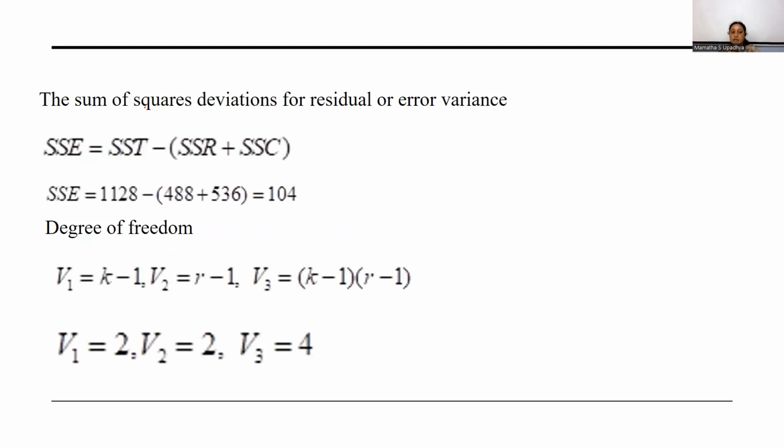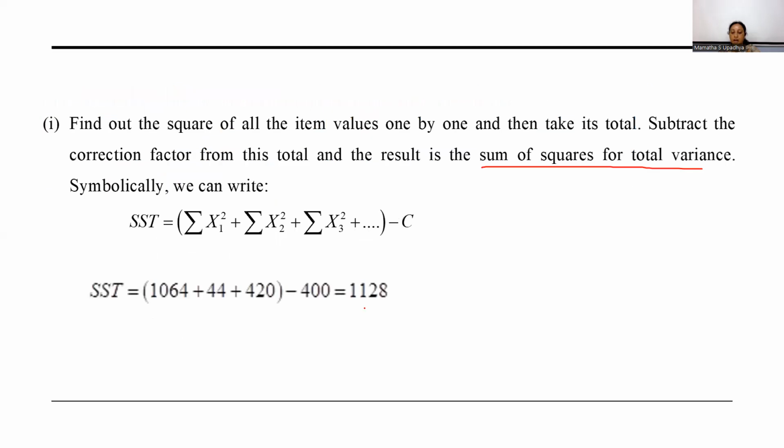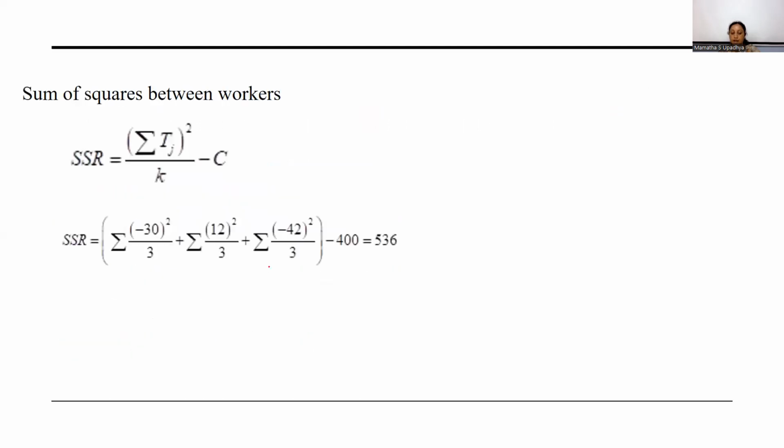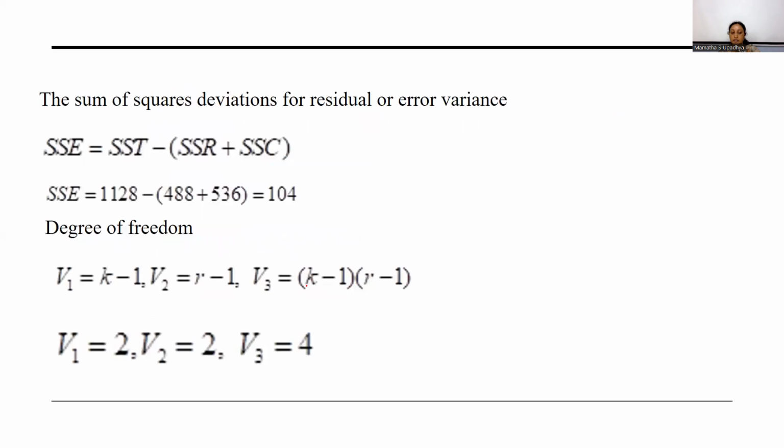After this, let us find the sum of squares deviation for the residual, or we shall call it the error variance. The error variance is given by the formula SSE is equal to SST minus SSR plus SSC. All this we have already calculated just now. So SSE will be equal to SST. The SST value we got is 1128, and then we have the SSR value of 536 and the SSC value, which similarly we calculated as 536. Calculating all this, we get 104.